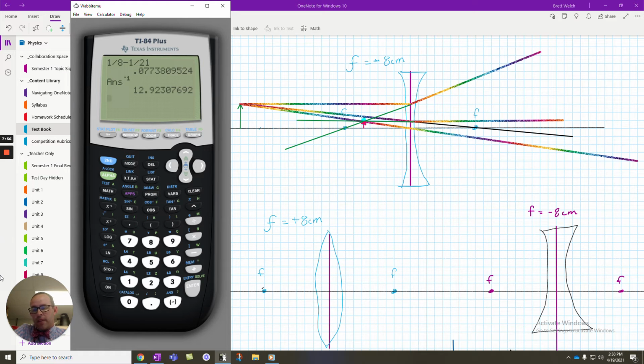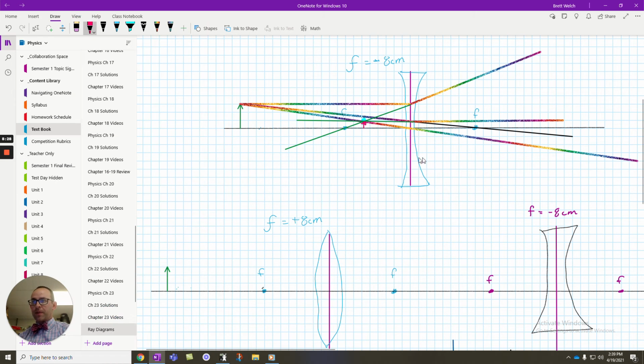But remember, the focal length is negative because it's diverging. So 1 divided by negative 8 minus the object distance, which is 1 over 21. We get a negative 0.17, and if we invert that, it comes out to be about negative 5.7 or 5.8, almost negative 6. Well, if the focal length is negative 8, I'm at 5, I'm almost to 6. So again, we did a good job of measuring that and finding that on our grid. So diverging images are typically going to be virtual.